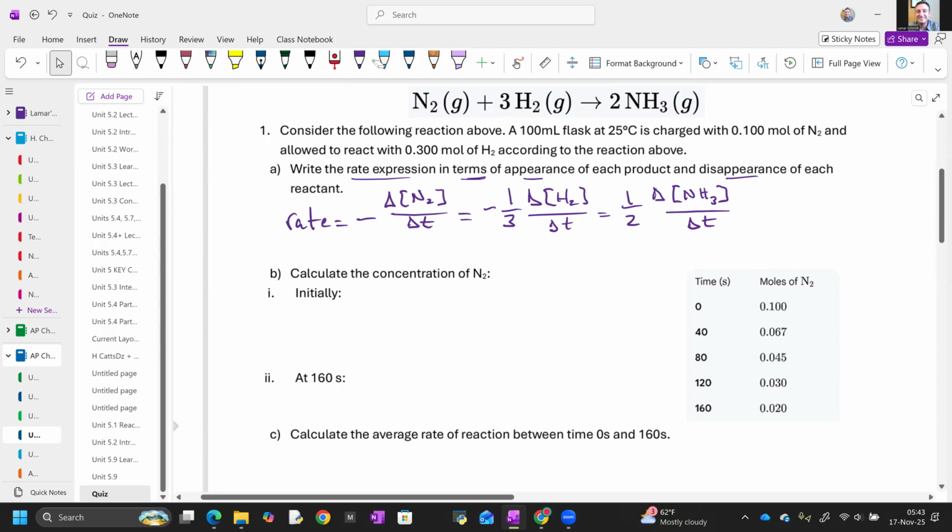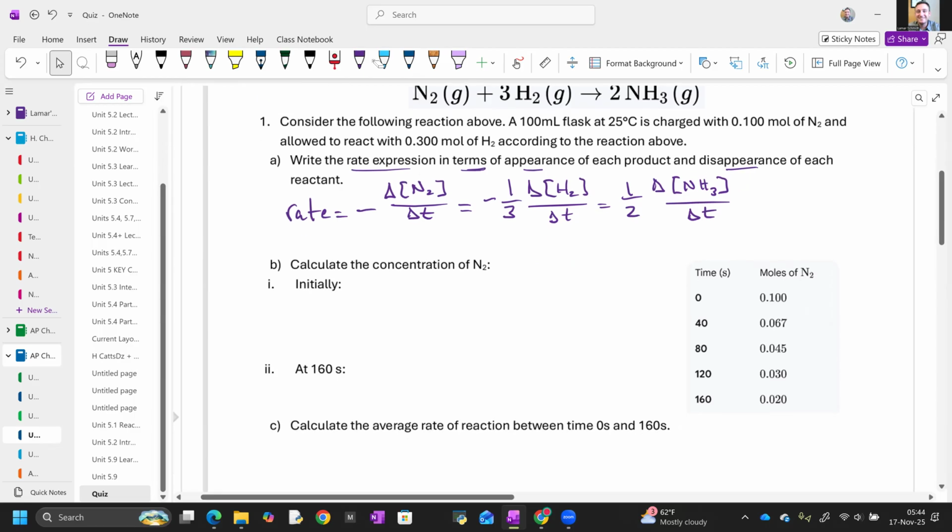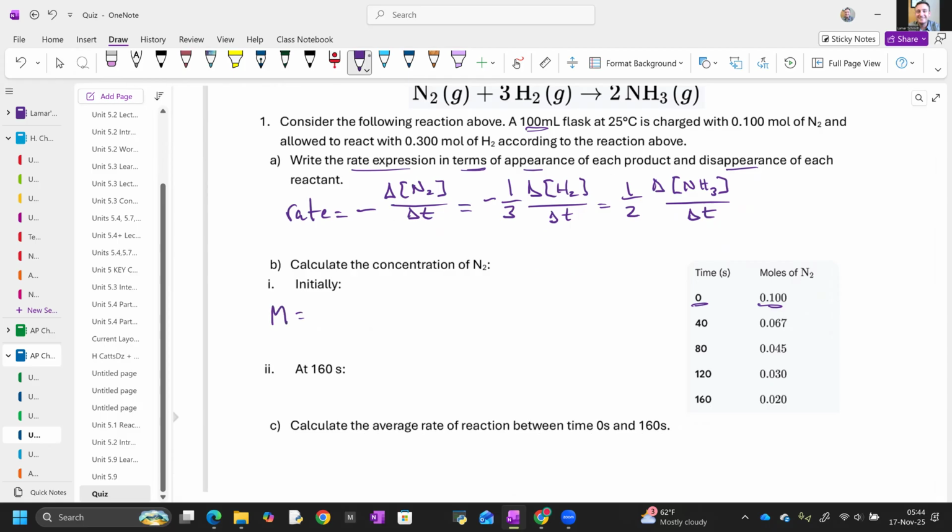All right, so that's how we write our rate expressions in terms of appearance and disappearance of each of the products and reactants. Now we're looking at the concentration initially, or at time 0. We see that the moles of N2 is 0.1. We see that the volume of the flask is 100 milliliters. So we know from our resource sheet that molarity is equal to moles per liter, and that is going to be 0.100 moles for every 0.100 liter, 100 milliliters being 0.1 liter.